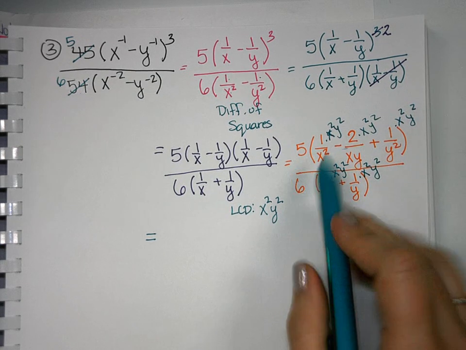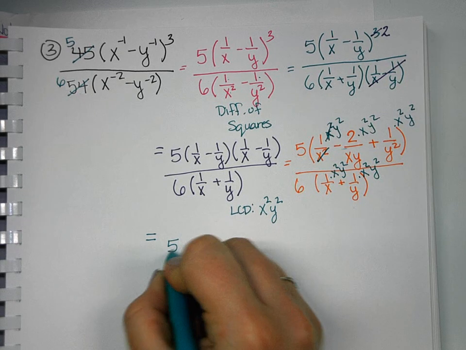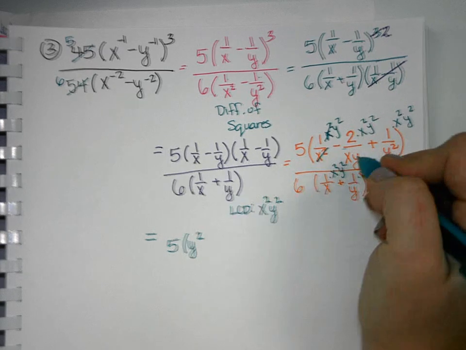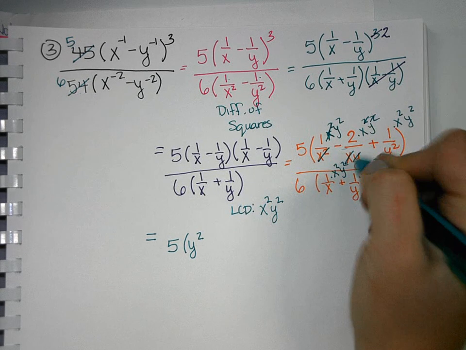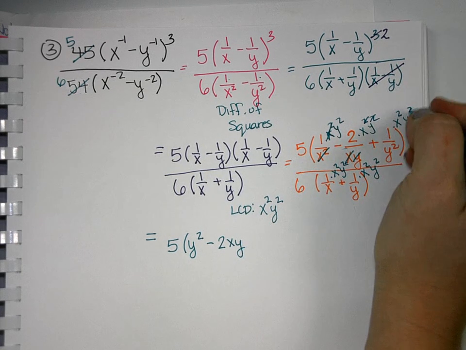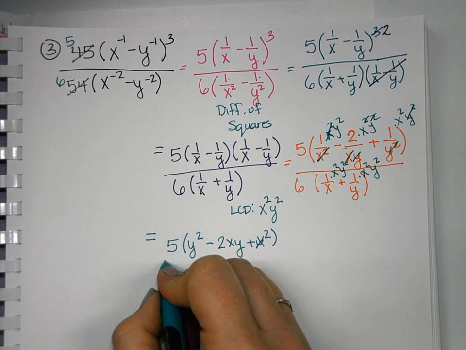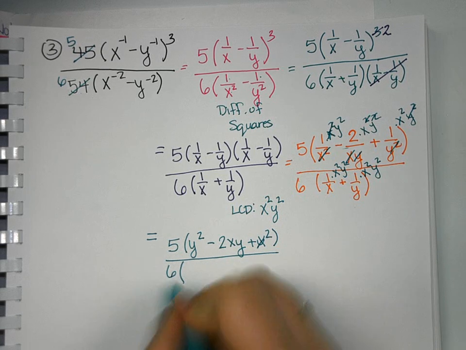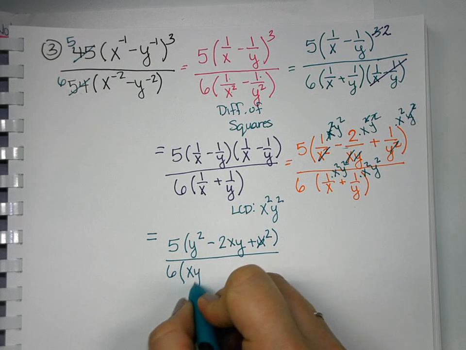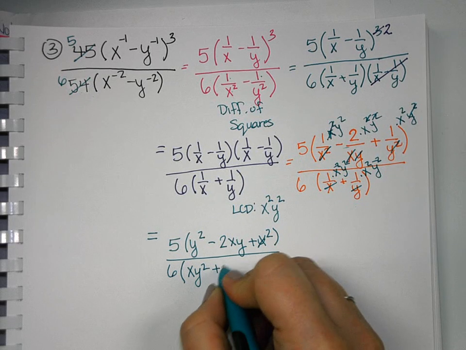Okay, so when I multiply here, the x squareds will cancel. So I still have my 5 that's hanging out there. I'll have a y squared. Here, the 1 of each will cancel, leaving me with 2xy. And the last one, the y squareds, will cancel, leaving me with an x squared. And then again in the denominator, the 6 is still hanging out there. And in the bottom, I'll have an xy squared plus x squared y.